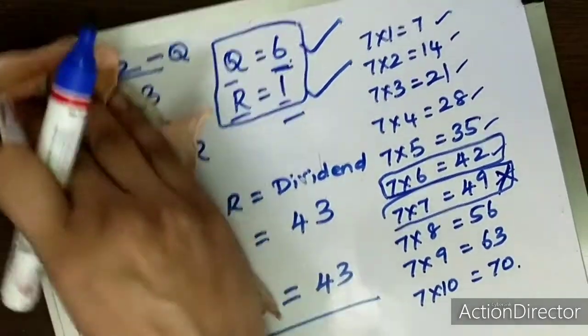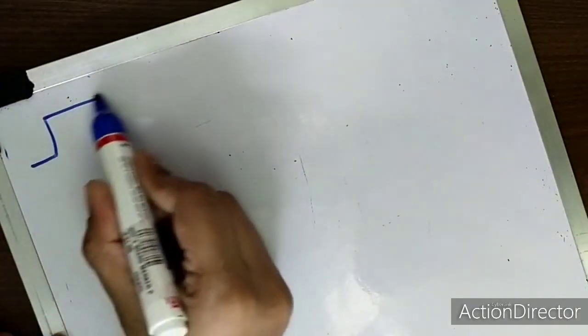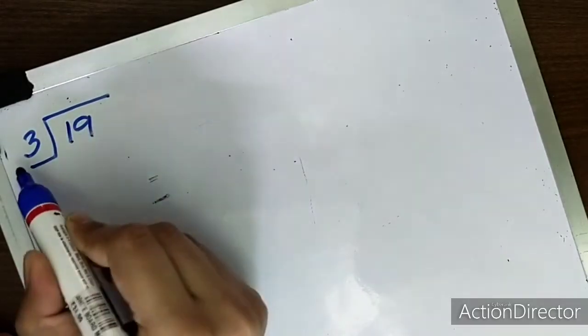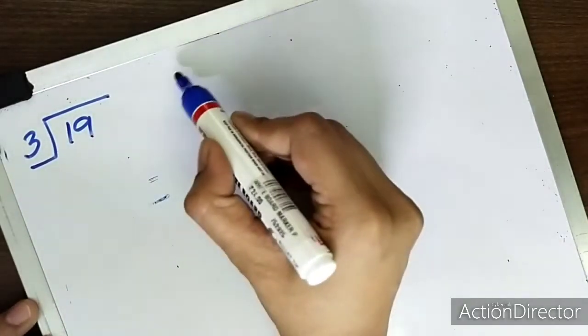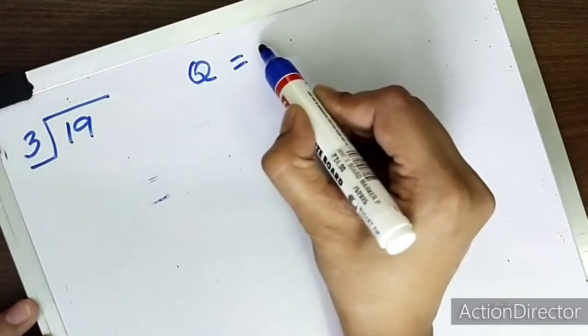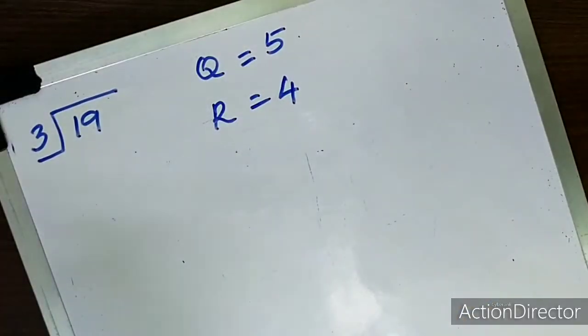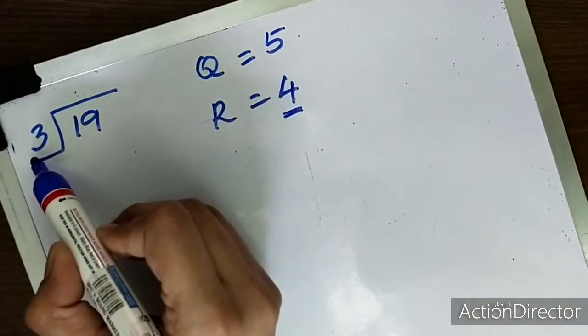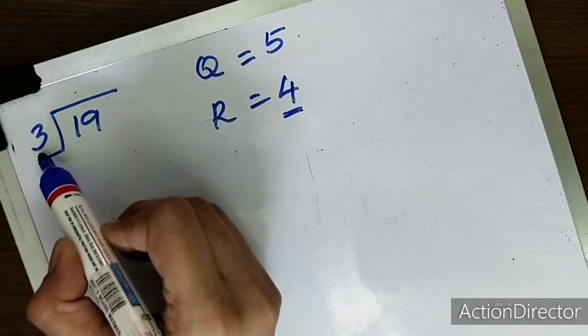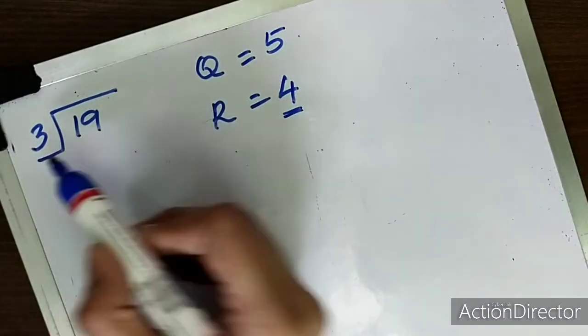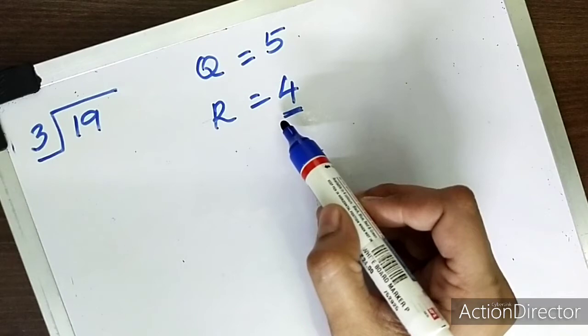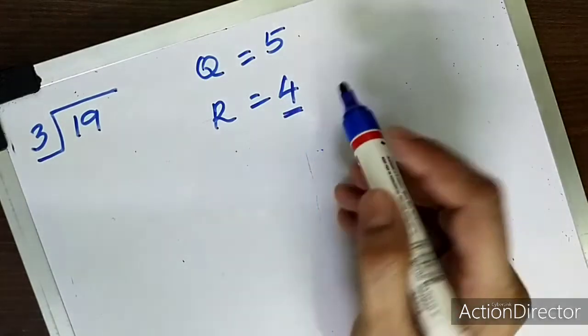Fourth sum. One thing you have to remember is always the remainder should be smaller than the divisor. The divisor is 3 and the dividend is 19. And the question has given quotient as 5 and the remainder as 4. See this question, the remainder is 4, but the divisor is 3. So the divisor is smaller than the remainder. Is it possible? Is it correct? No, it is wrong.